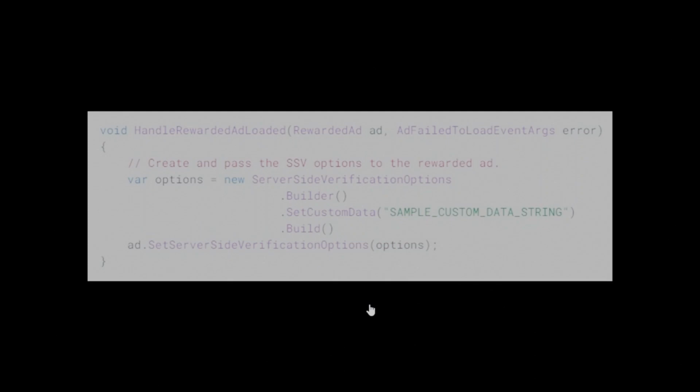Apps that require extra data in server-side verification callbacks should use the custom data feature of rewarded ads. Any string value set on a rewarded ad object is passed to the custom_data query parameter of the SSV callback. If no custom data value is set, the custom_data query parameter value won't be present in the SSV callback. This code sample demonstrates how to set the SSV options after the rewarded ad is loaded. If you want to set the custom reward string, you must do so before showing the ad.